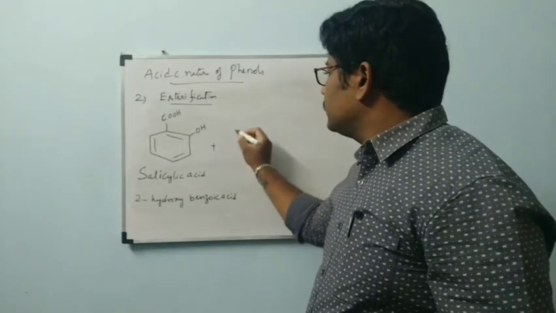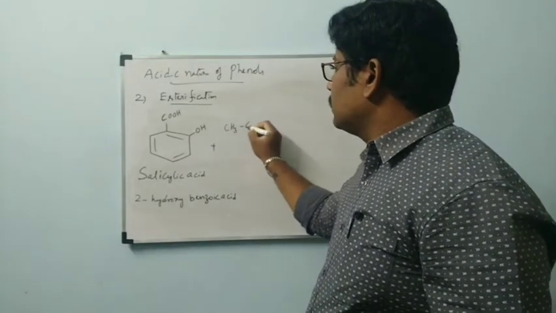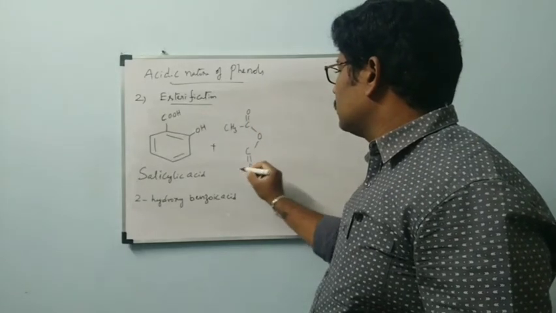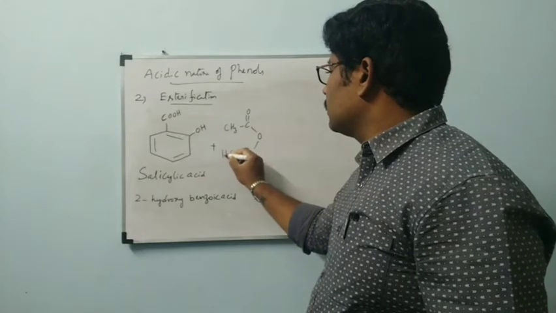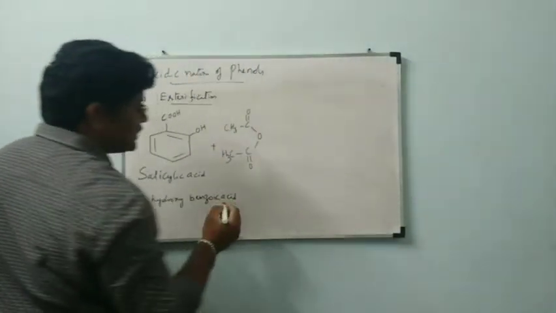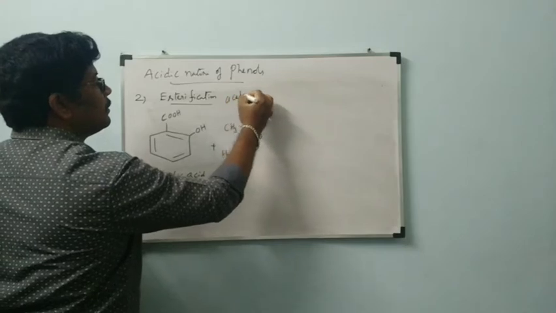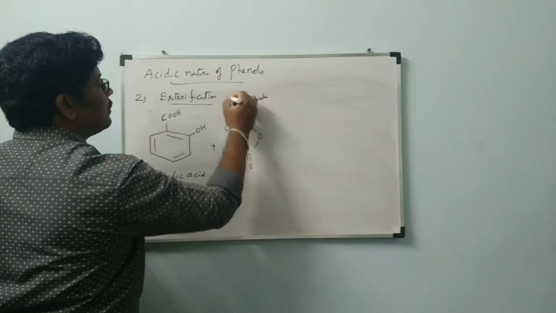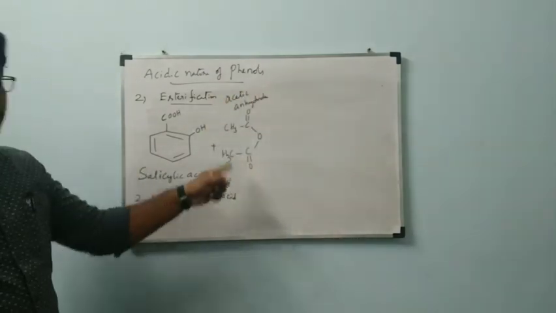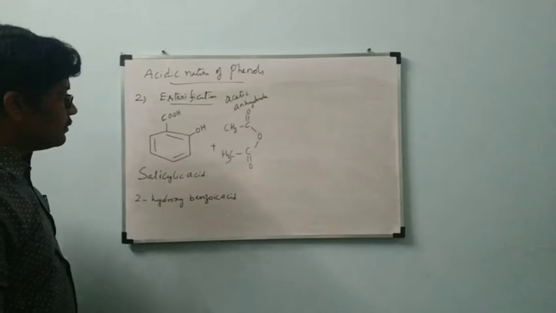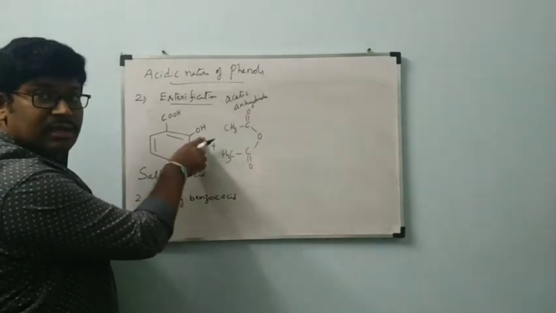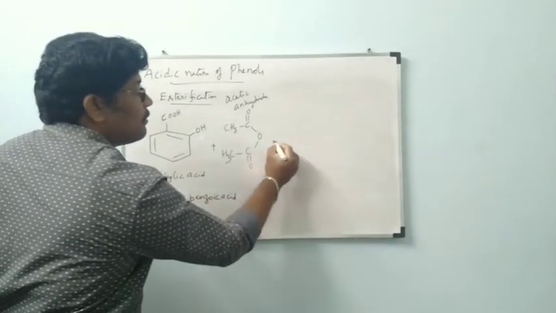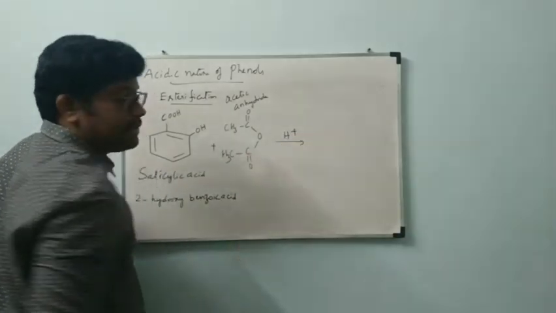It is going to react with acetic anhydride. Now, this is behaving like alcohol here, and this is the acid derivative. You will get ester. What is that ester? In the presence of H plus, it will happen.